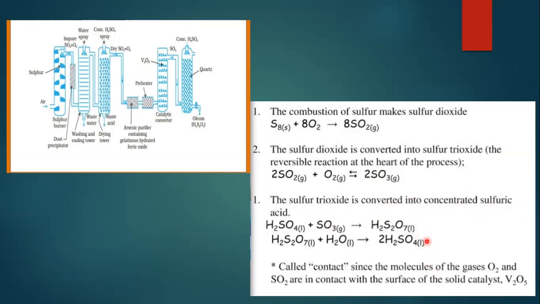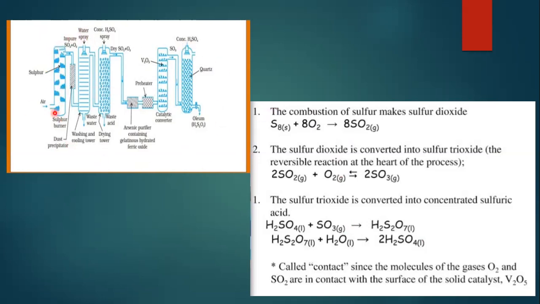Why is it called the contact process? Because the molecules of oxygen and sulfur dioxide attached to the surface of solid catalyst vanadium pentoxide remain in contact with the solid catalyst vanadium pentoxide. So the process is called the contact process. Now we are going to discuss diagrammatically.